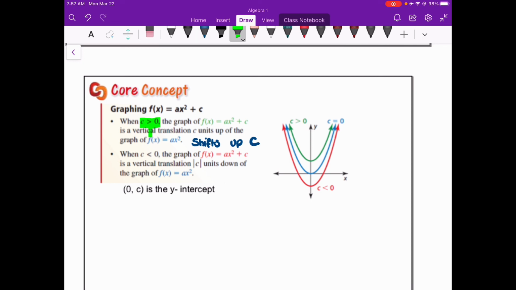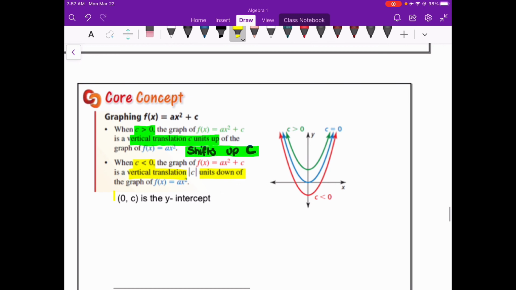And write it down formally as well. These are good vocabulary words to use. Vertical translation, C units up. Shifts up C. When it's negative, I'd like you to write down, when C is less than 0, there's a vertical translation, C units down. And we don't say negative, that's why they have an absolute value sign. I would just write down units down. You can write down C. We'll talk about that in class. C units down. Okay?